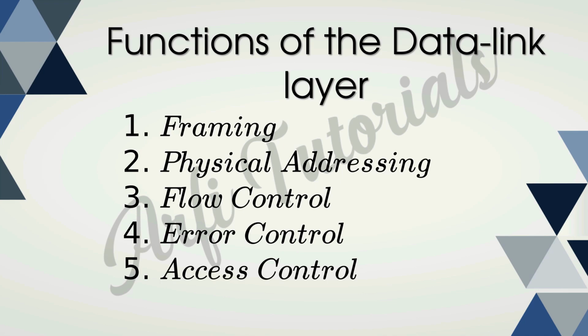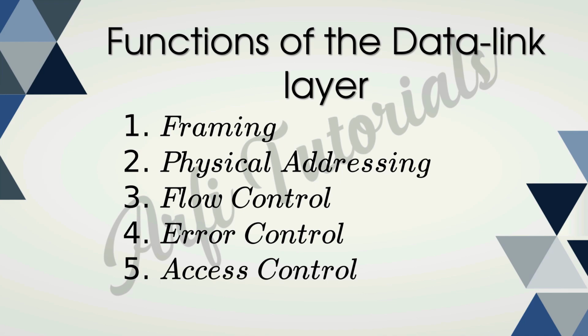Third, flow control. Flow control is the main functionality of the data link layer. It is a technique through which a constant data rate is maintained on both sides so that no data gets corrupted. It ensures that the transmitting station, such as a server with higher processing speed, does not exceed the receiving station with lower processing speed.